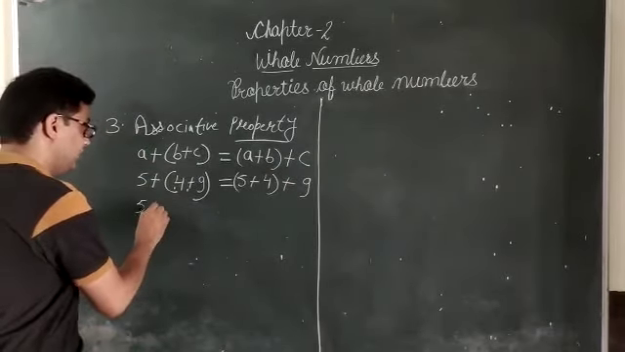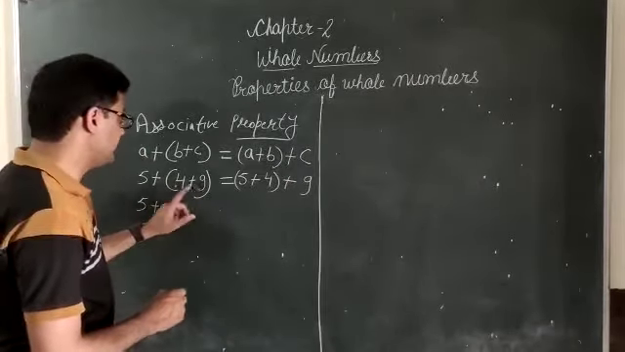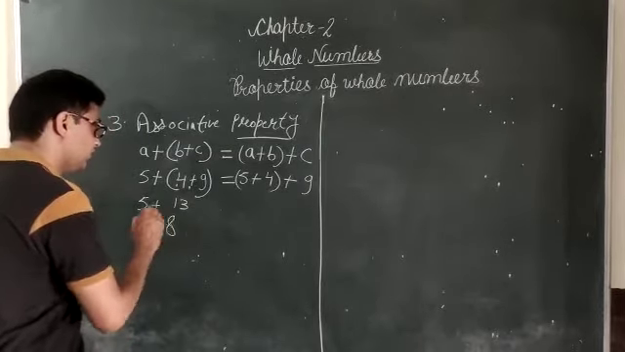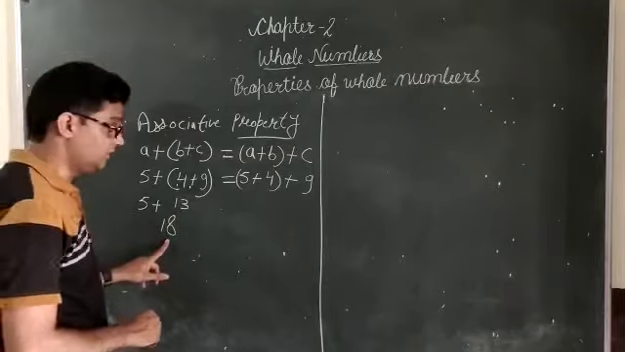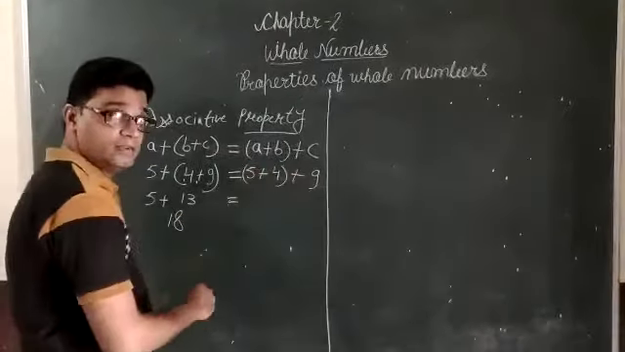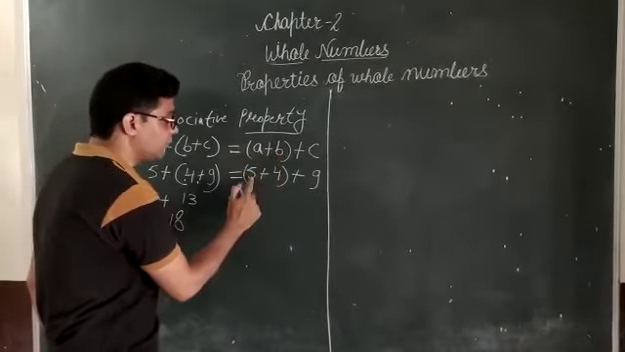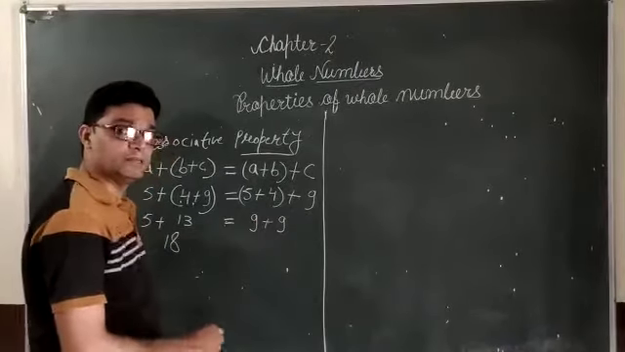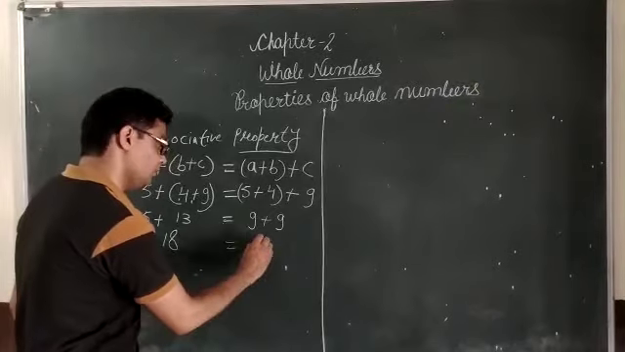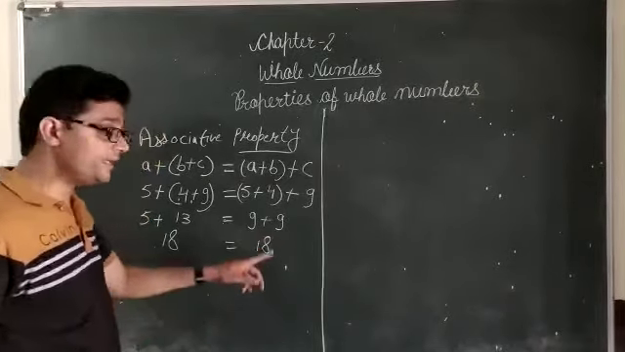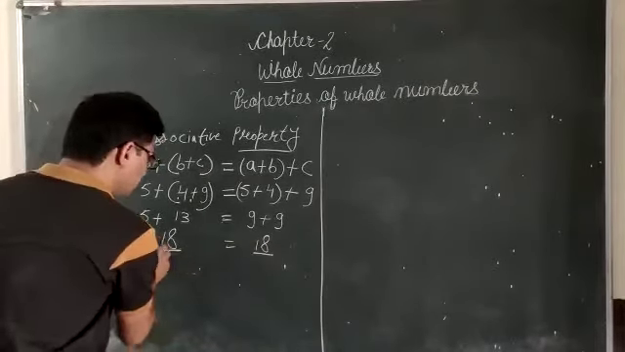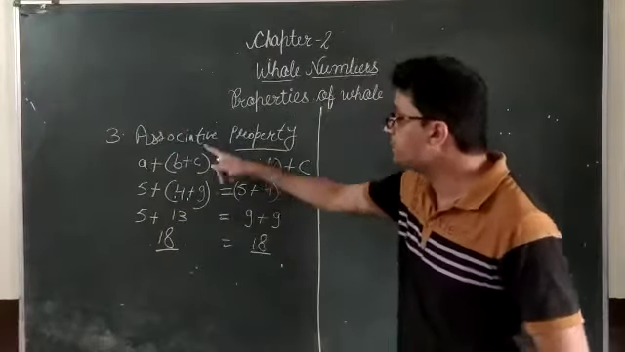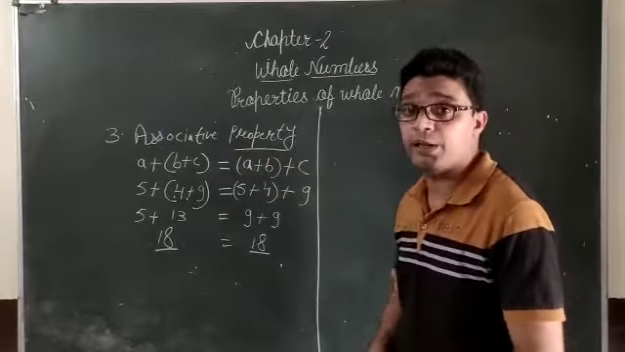So 5 we will keep as it is, 4 plus 9 is 13. So 5 plus 13, what will be the answer? 18. Check the other side. First we add these both: 5 plus 4 is 9, plus 9. So 9 plus 9 is also 18. So you can see that in both cases your answer is the same. So it is associative property.